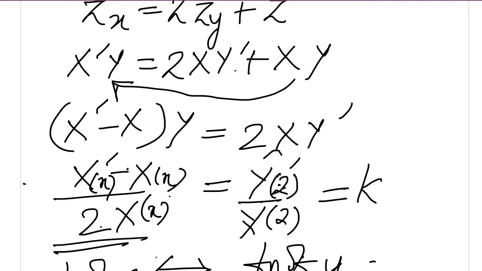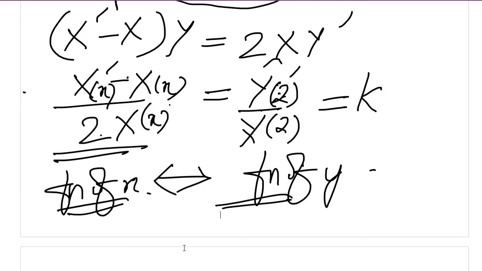Okay, now if you have understood that, we will move forward. So that is the basic assumption that we are taking here. We have (X' − X)/2X = Y'/Y = k. Okay, this we just explained. Now from these two, we will be writing down two ordinary differential equations.